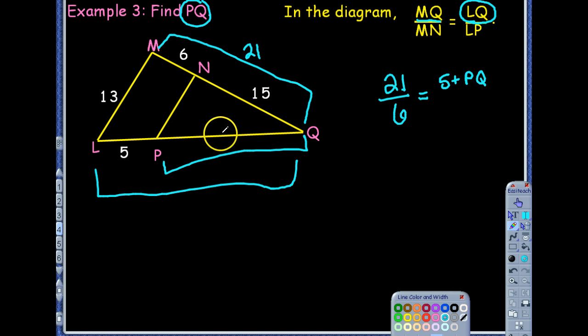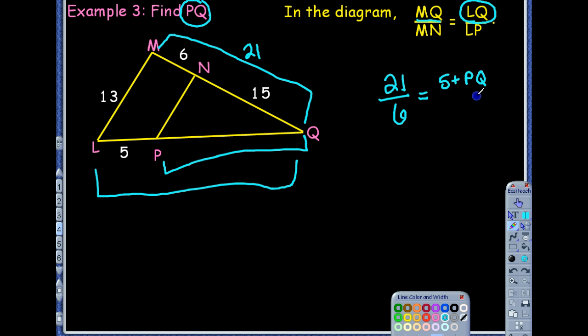I'll have students that say, can I just call this part X? Well, you can, but if you do that, please label it in your picture so you know what you've labeled as X. Because are we talking about all of LQ as X? Or are we talking about just this segment? We need to be able to know what we're referring to. I love the idea of just leaving it as PQ.